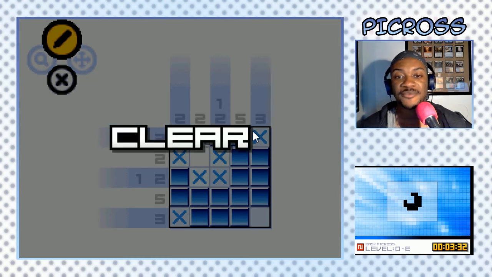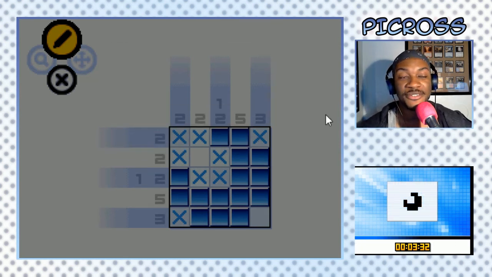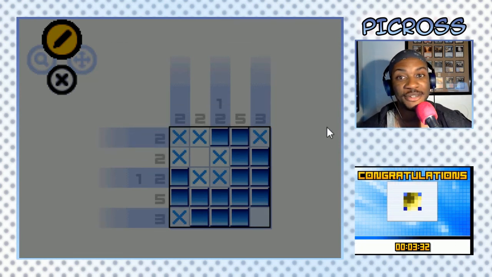Perfect. It's a moon. Take a look at that. It's a crescent moon. And it's waxing and waning. That's actually pretty cool.